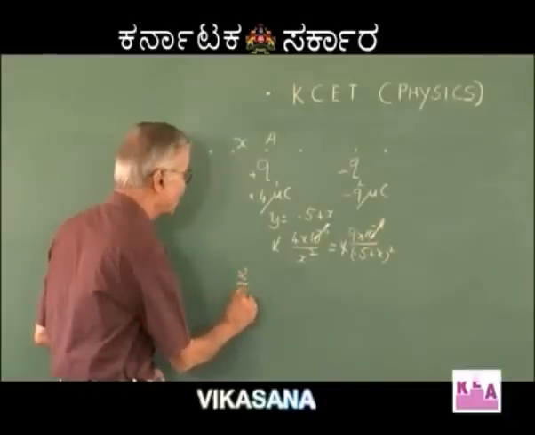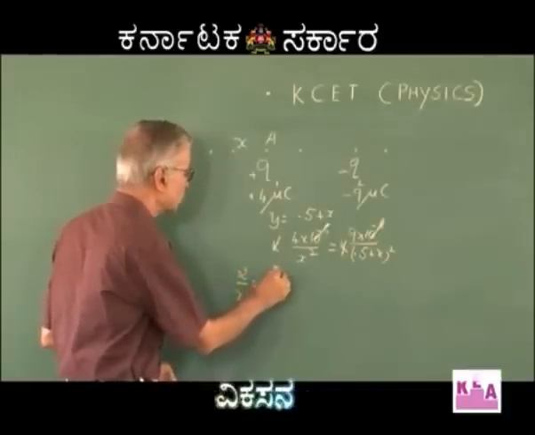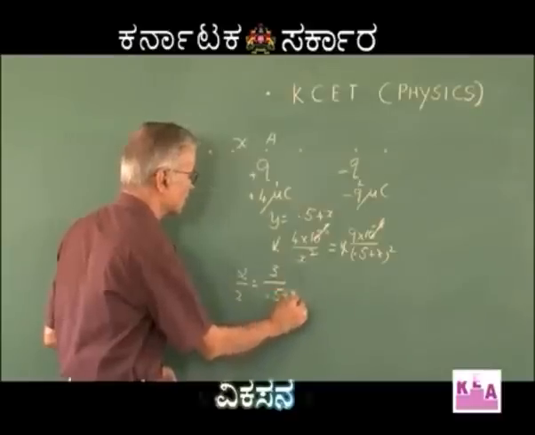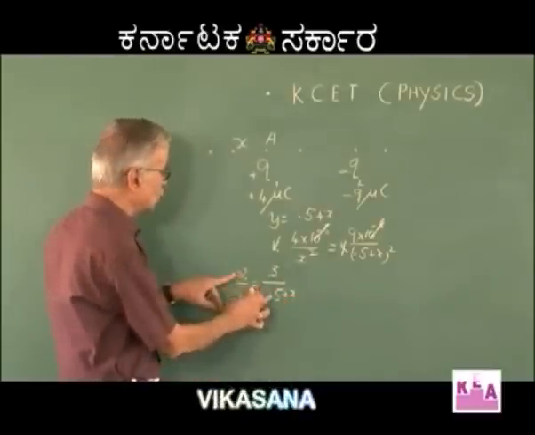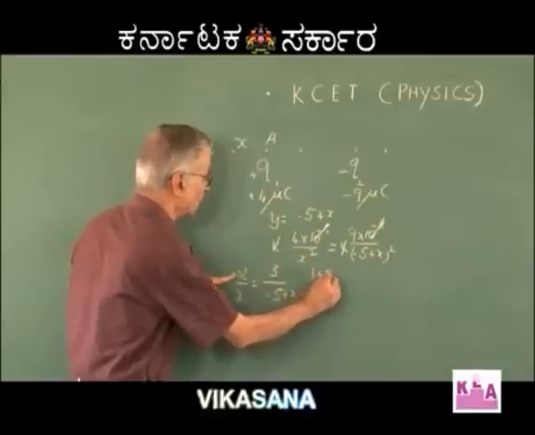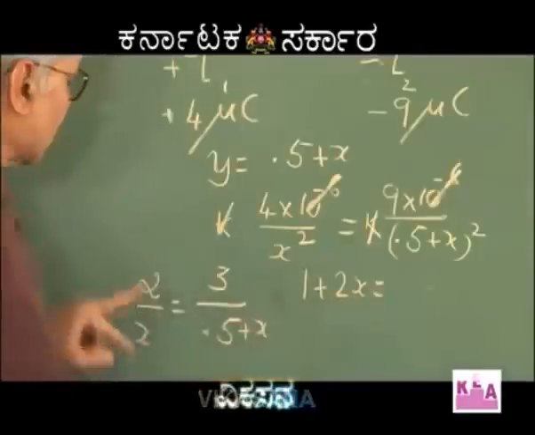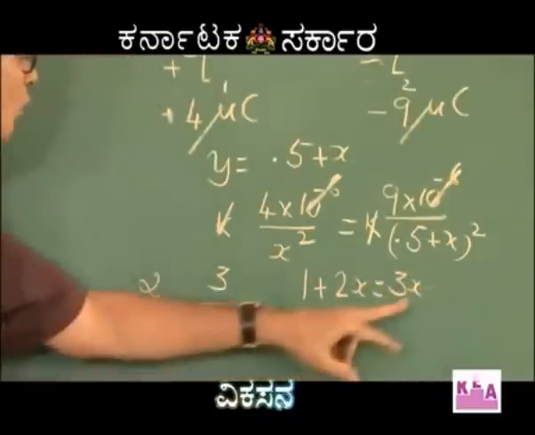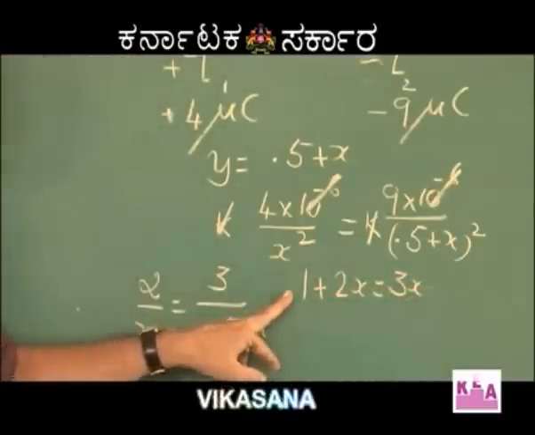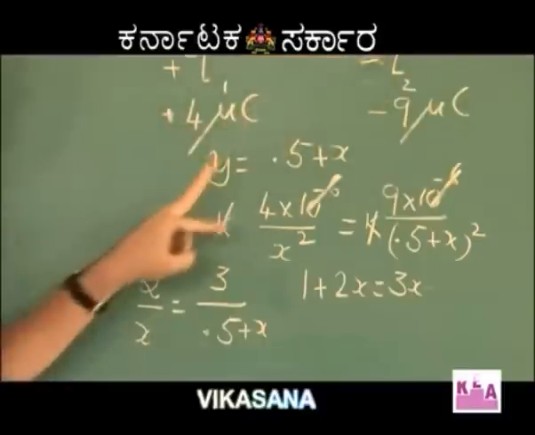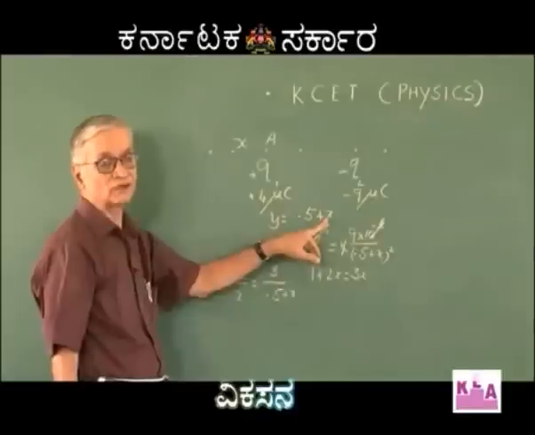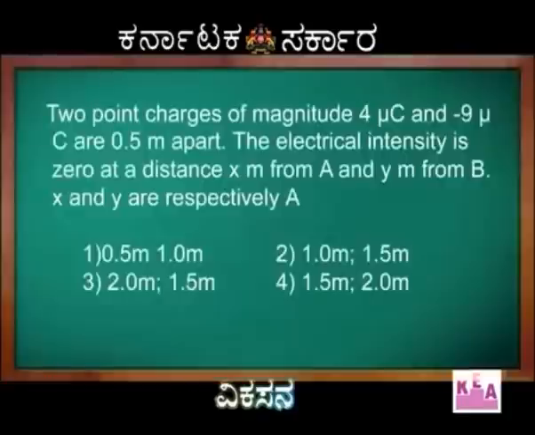2 divided by x is equal to 3 divided by 0.5 plus x. Cross multiplying, 2 into 0.5 plus 2x is equal to 3x, so 1 plus 2x is equal to 3x. It will give you x equal to 1 meter. If x is equal to 1 meter, y is 0.5 plus 1, equal to 1.5. Therefore, the answer is 1 meter and 1.5 meter. Therefore, the second option is correct.